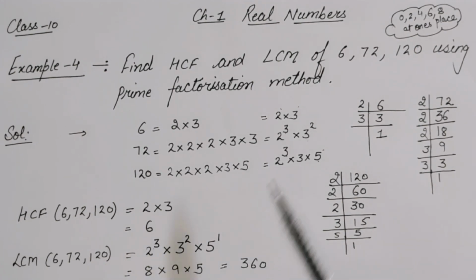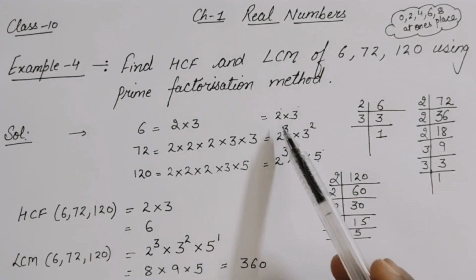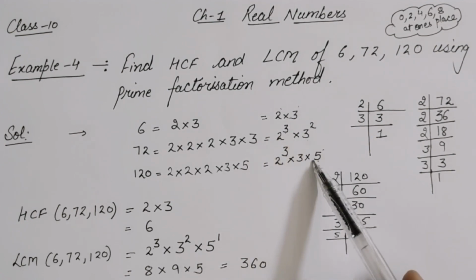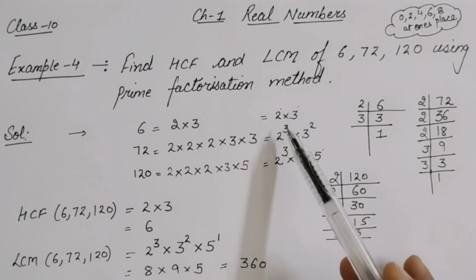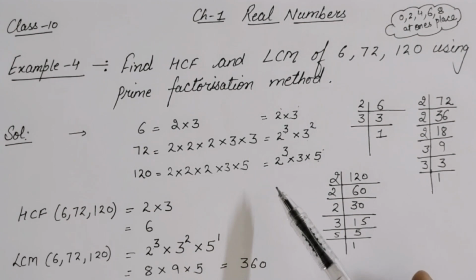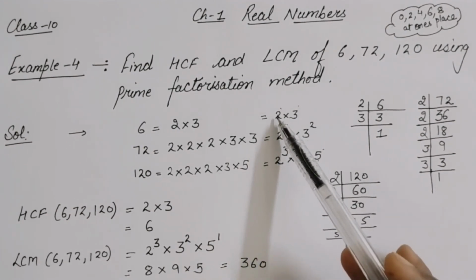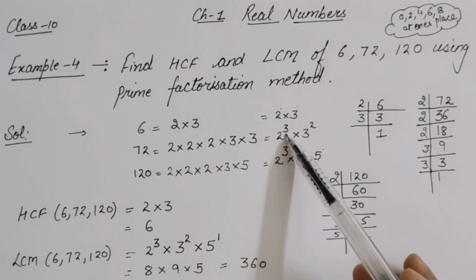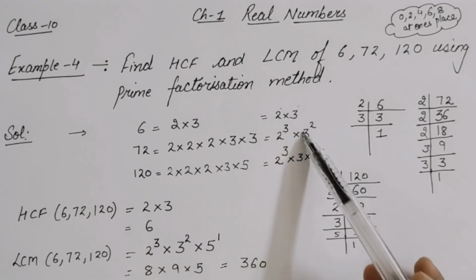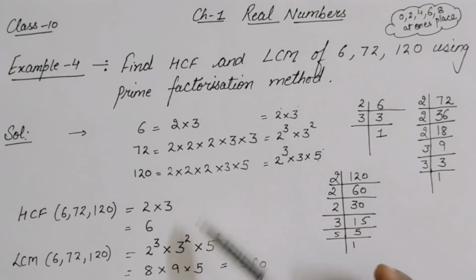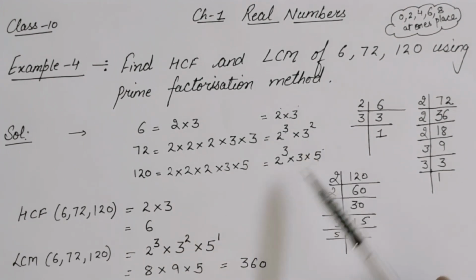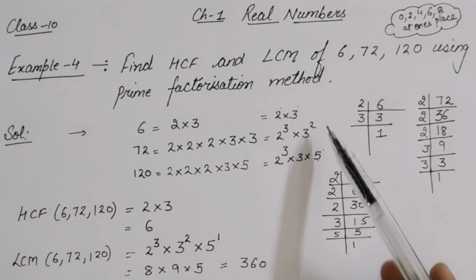For the LCM, you are going to take the highest power of the common as well as the uncommon also. In LCM, you are going to take each prime factor, not the common one only. So remember here that 2 to the power 3 is greatest. Here 3 to the power 2 is greatest, and 5 to the power 1. This is uncommon.